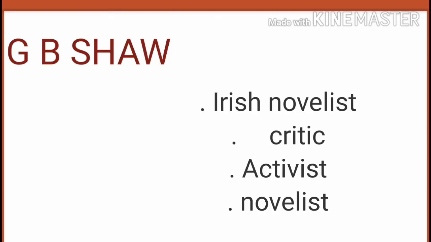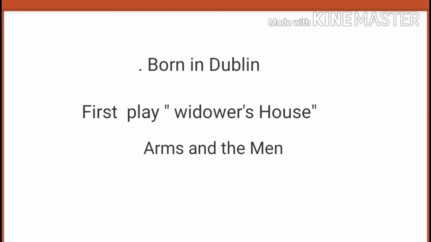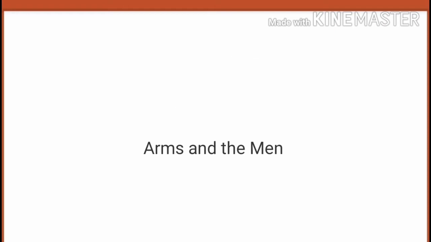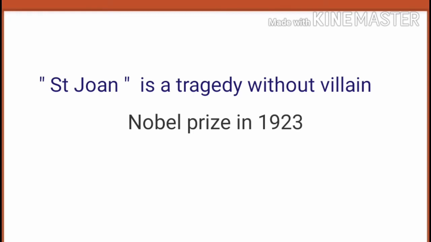Today we will discuss the play Caesar and Cleopatra written by G.B. Shaw. G.B. Shaw is an Irish playwright, novelist, critic and activist. He was born in Dublin in 1856 and his first play is Widower's Houses. His play Arms and the Man, written in 1894, is considered his first public success. His work Saint Joan is considered a tragedy without villains, and he won the Nobel Prize in 1923.